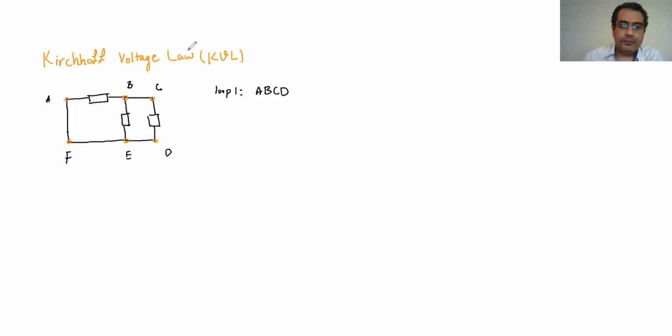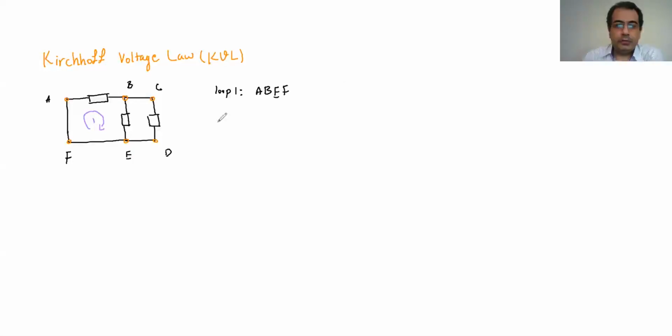So if I want to say the loop 1, I start from A, go to B, go to, oops, sorry, A, B, E, and F. So the very first loop is that I start from A, go to B, go to E, and go to F. I will call it, for example, loop 1, and I rotate like that. So A, B, E, and F. So that's loop 1.